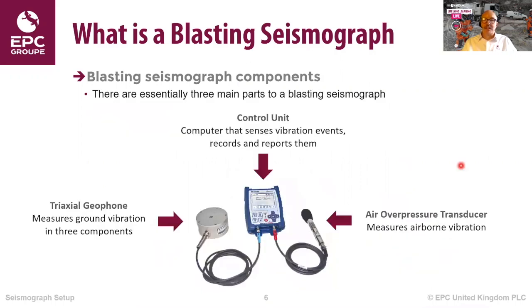So what are the basic components? Well, there are three. The control unit, generally a computer that's looking for the vibration events, it records and reports them. The triaxial geophone here, which actually senses the ground vibration. And the air overpressure transducer here, which senses the air vibration or air overpressure.